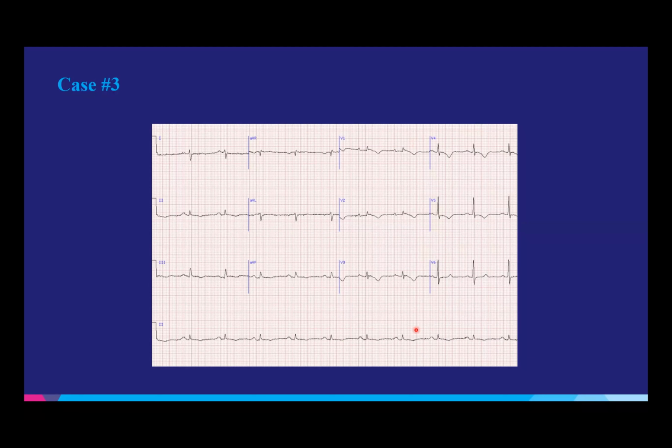Sure. So it looks like we have a normal sinus rhythm, close to a normal rate of 60. As far as axis goes, possibly a right axis deviation. I see T-wave inversion in the anterolateral leads, V1, V2, V3, V4, V5. I think there's also QRS widening.